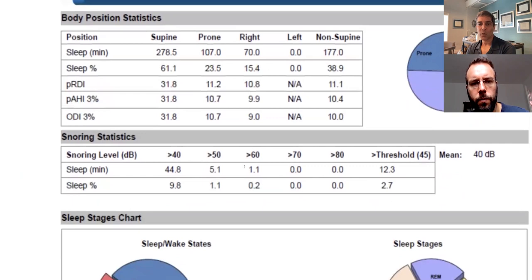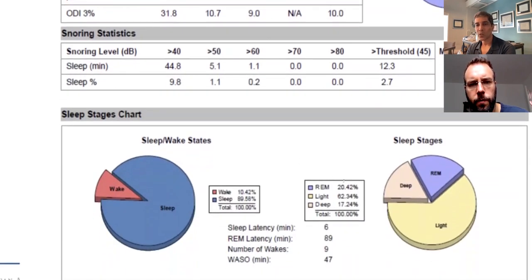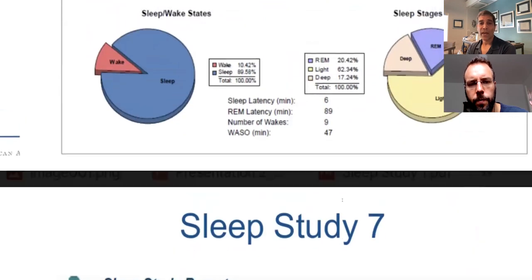Above 60 decibels, 1.1 minutes, which isn't that bad. And then REM sleep, 20%; 20 to 25 is normal. Deep sleep, 15 to 20 is normal. 17 is fine. The lower ends are normal, but still okay.